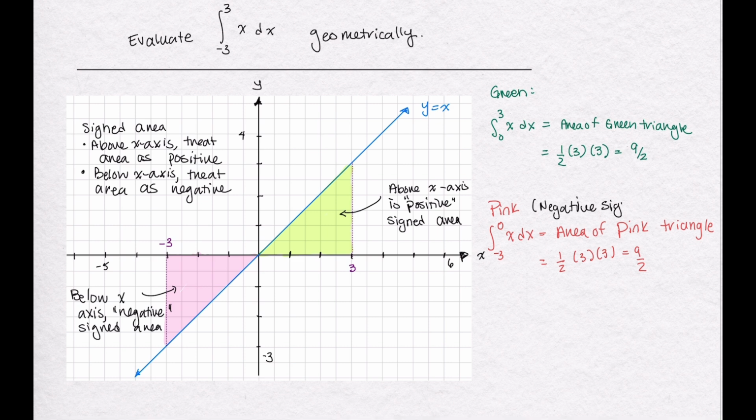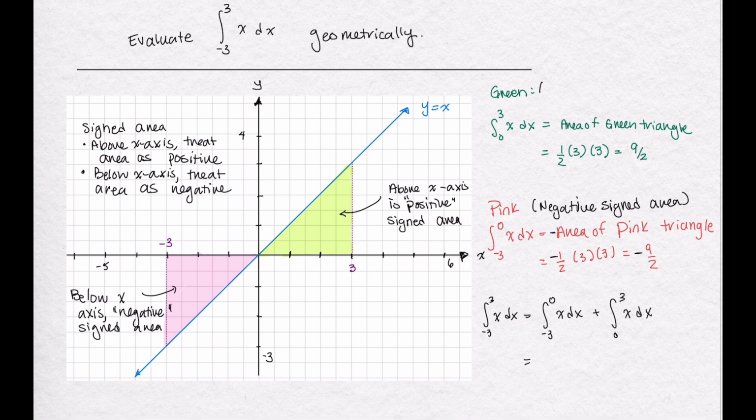So that means I need to treat this as the negative of this area. So I'm going to put a negative here, and I'm going to make sure this one has a negative in front of it too. So what is this integral then? This integral from negative 3 to 3 of x dx is equal to the integral from negative 3 to 0 of x dx plus the integral from 0 to 3 of x dx.